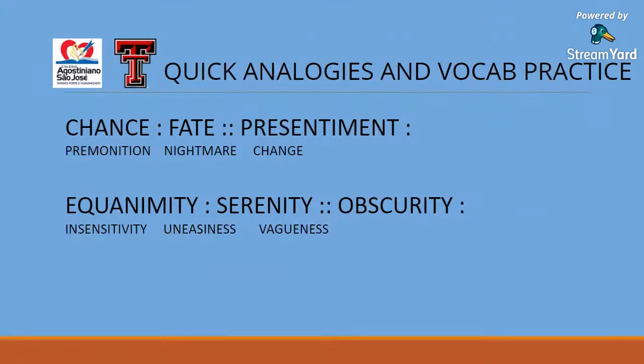Chance is to fate. Those seem like opposites, right? As presentiment is to what? We got premonition, nightmare, or change. Chance is to fate as presentiment is to what? And equanimity is to serenity as obscurity is to what? Is it close to insensitivity, uneasiness, or vagueness? So those are the last little bit from this slide, guys.